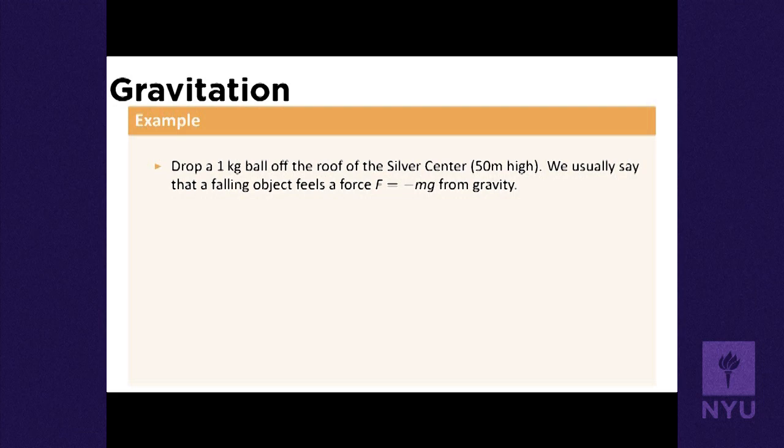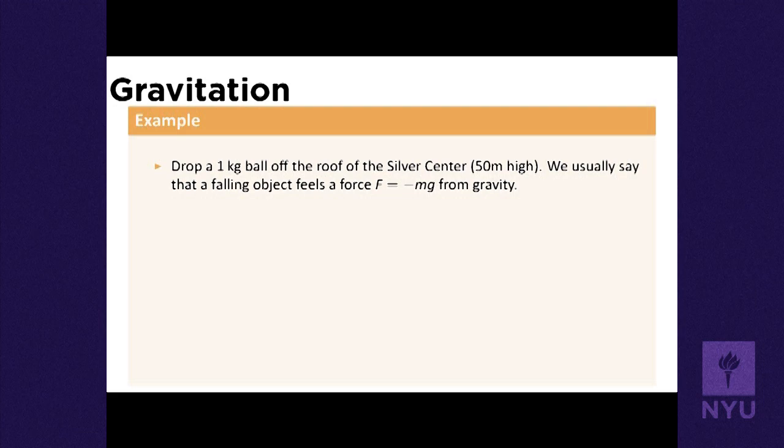Okay. Well, the problem is that we're going to think about gravitation in two ways. The way that we usually think about gravitation is that it pulls on things with a constant force. That is, if I have a 1 kilogram ball and I go up to the roof of the Silver Center and I drop it, it's going to be pulled by a constant force until it hits the surface of the Earth, and then it's obviously going to stop. Okay? So that's one way to think about gravitational force, is that it's constant.